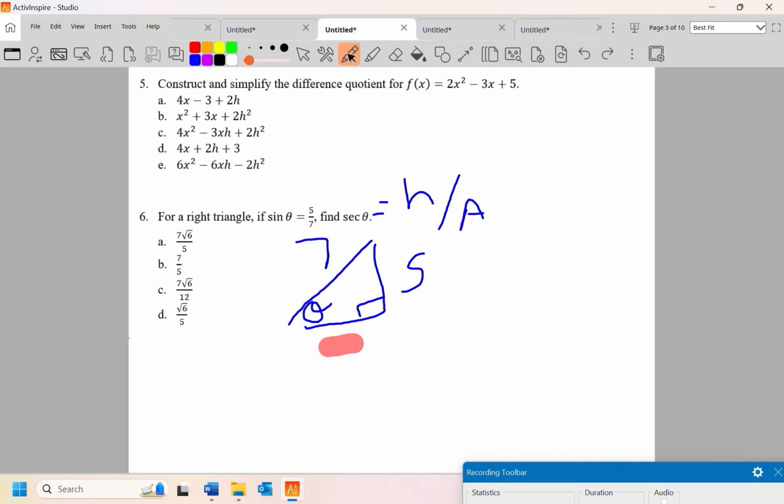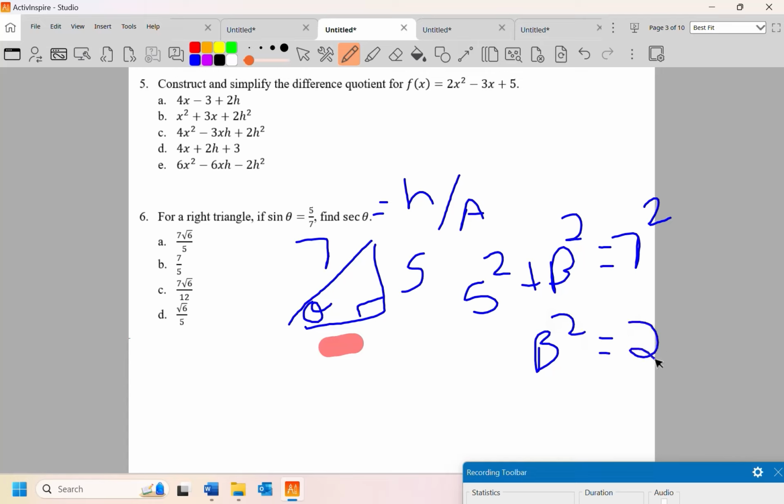So I'm going to do a little Pythagorean theorem. 5 squared plus some unknown squared is 7 squared. So 7 squared is 49, 5 squared is 25, and 49 minus 25 is 24. So b squared is 24. Don't be the kid who misses this. b is going to be the root of 24, and 24 is 4 times 6, so this is 2 roots of 6.